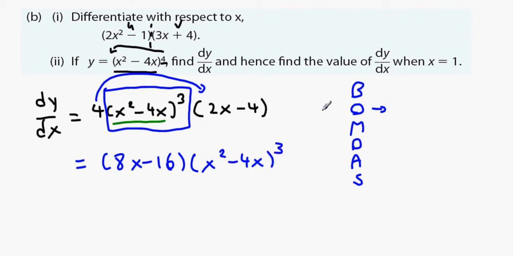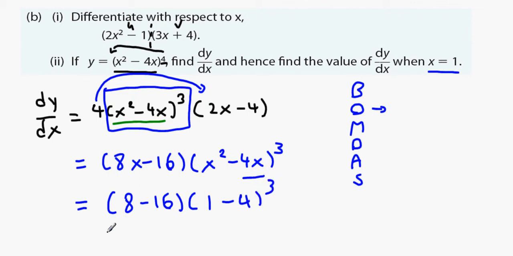Now, for this specific question, we're told to let x equal 1. So if x equals 1, 8 times 1 is 8, minus 16. 1 squared is 1. 4 times 1, which is 4x, is 4 cubed, okay? And what we're going to end up with here is minus 8 into minus 3 cubed. Now, I'll just go straight to the calculator with this. No worries about anything else. Minus 3, and then we just cube it here. And what we get is an answer of 216. Okay.